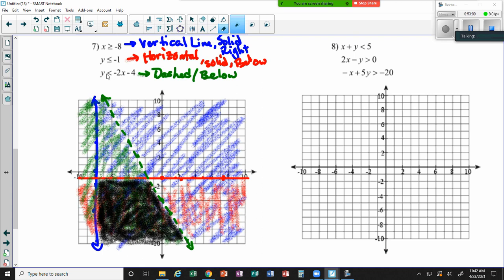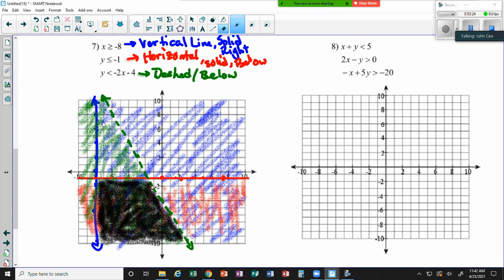Y is less than -2x minus 4, so I'm going to shade below, the y values less than. The y-intercept is -4. Slope is -2. Down 2, right 1. Down 2, right 1. Can't go down to the right. Up 2, left 1. Okay? So there's that line. And I want to shade below. So everything below that line. So pencil there and shade below.